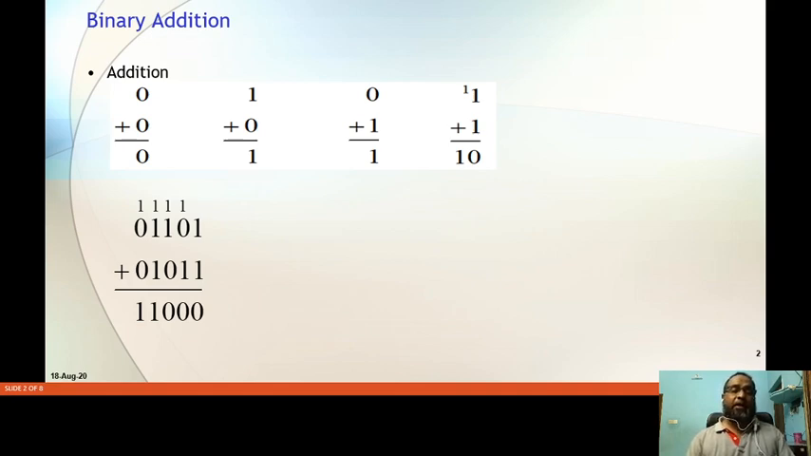like this. Here we are adding the numbers 01101 plus 01011. 1 plus 1 is 0 with carry 1. That carry will be forwarded to the next bit and adding together you will be getting the result.